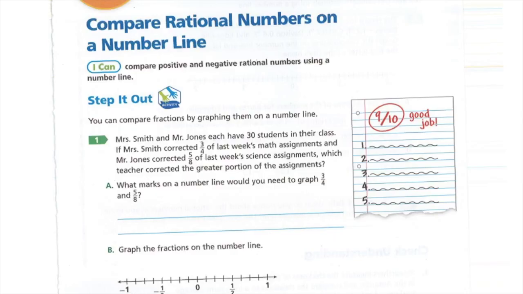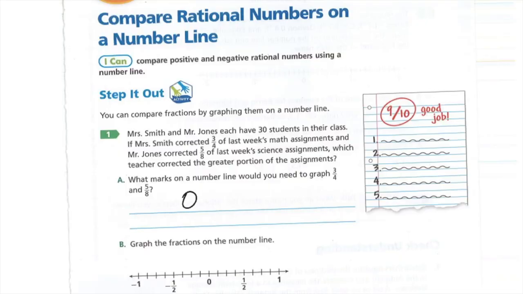Mrs. Smith and Mr. Jones each have 30 students in their class. If Mrs. Smith corrected 3/4 of last week's math assignments and Mr. Jones corrected 5/8 of last week's science assignments, which teacher corrected the greater portion of the assignments? What marks on the number line would you need to graph 3/4 and 5/8? Well, if I were going to do 3/4 and 5/8, I would need 0 and 1, because somewhere in between are my points. Okay, and then it says graph the fractions on the number line.